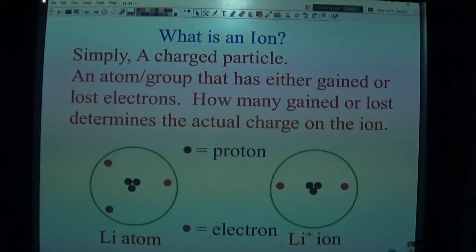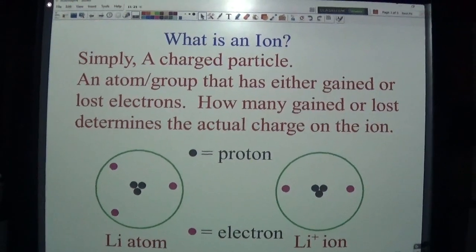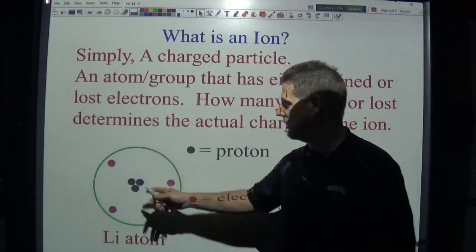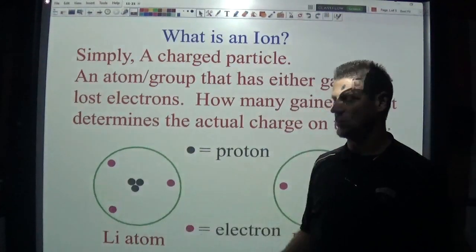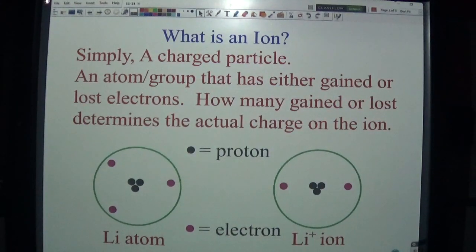So a charged particle means it's gained or lost. So we have here, on the left, a lithium atom. Notice that there are the three black dots in the middle. The three black dots in the middle are going to represent protons. So lithium being number 3 on the periodic table, these are the 3 protons. And surrounding it are these 3 dots. Those would be the 3 electrons. So since the number of protons and the number of electrons is the same, that would be a neutral lithium atom.